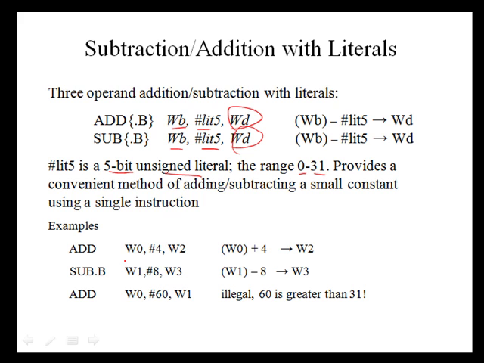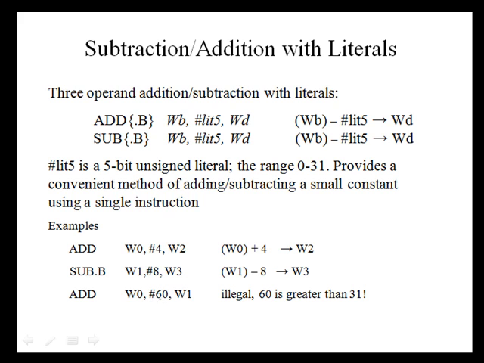So as examples, here's a word operation where I'm adding 4 to W0 and placing the result in W2. Here's a byte subtraction in which I'm subtracting the value 8 from W1 and placing the result in W3. This add instruction right here would be illegal. This literal right here, which is 60, is too large. That's greater than 31. So this is an illegal form of this instruction.